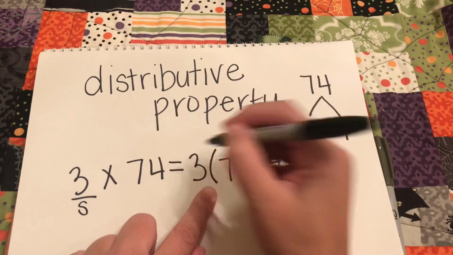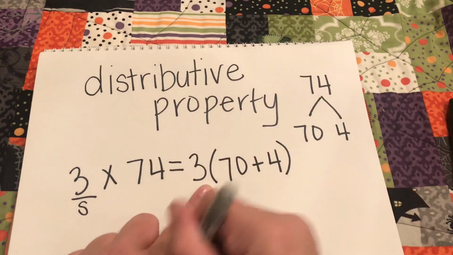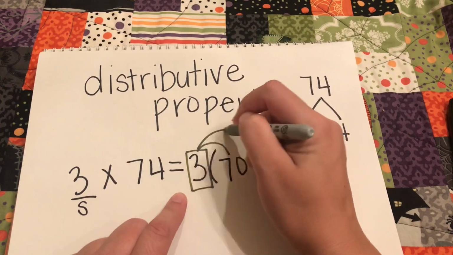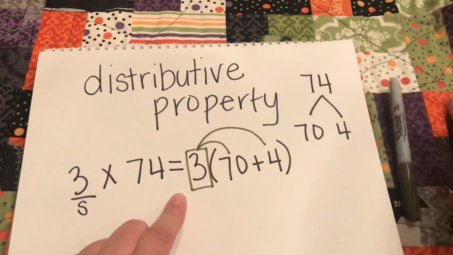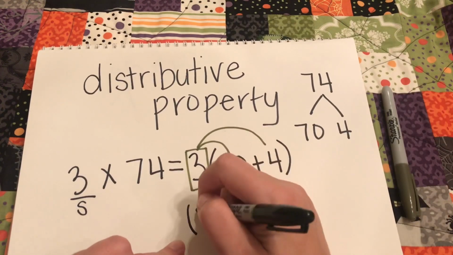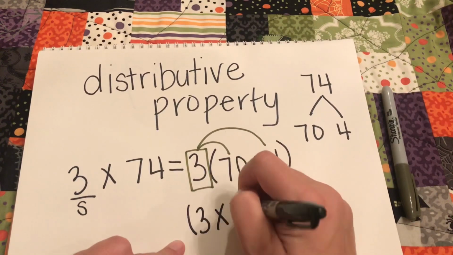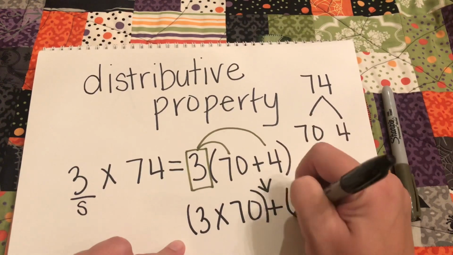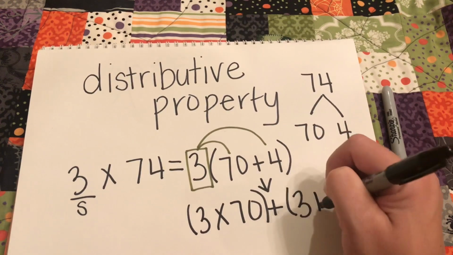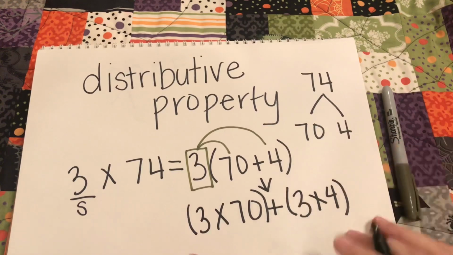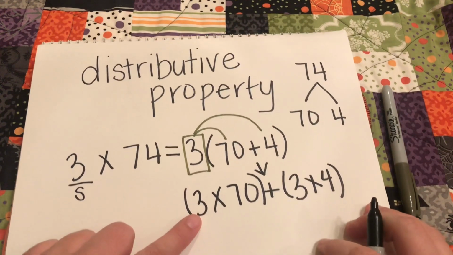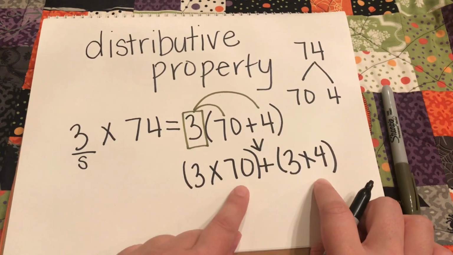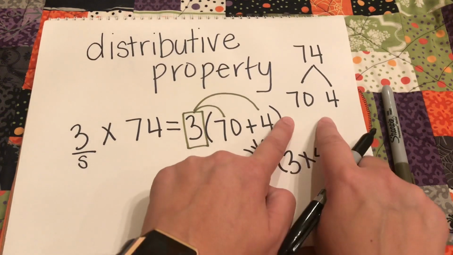Now I distribute that 3, so I'm going to put a box around this 3 and show myself distributing my 3. Now my new equation is 3 times 70. My plus sign goes between 3 times 4. I have now distributed my 3 out, and I will multiply each factor here, which are the add-ins to this problem.